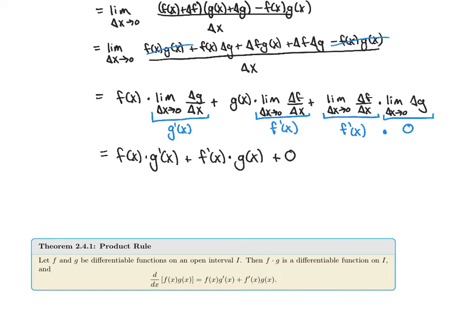If you take the derivative of the product of two functions, so an f of x times a g of x, you keep the first function, differentiate the second, then you add to that the derivative of the first function multiplied by the second.